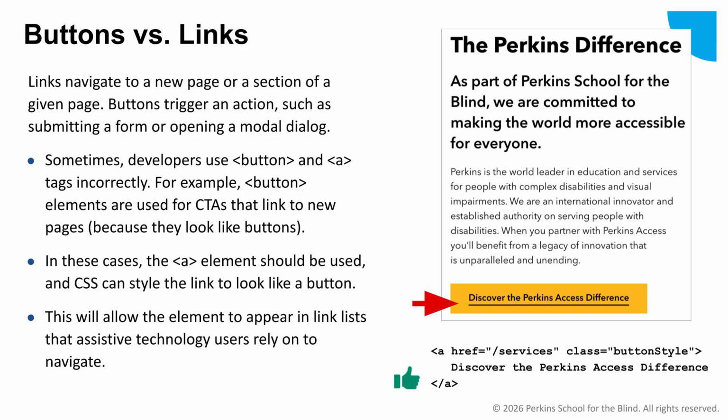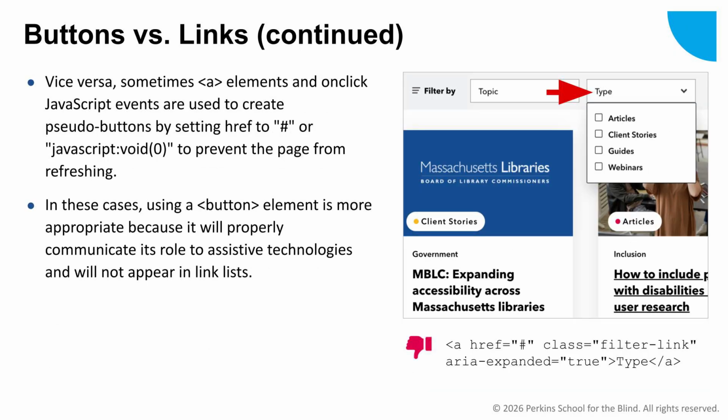This will allow the appearance of a button while maintaining the ability for assistive technology to pull up a list of links and recognize this as a link. Sometimes link elements and on-click JavaScript elements are used to create pseudo buttons. You can do this by setting the href attribute to pound or JavaScript void 0 to prevent the page from refreshing. But in many of these cases, using a button element is more appropriate and will properly communicate the role to assistive technologies.